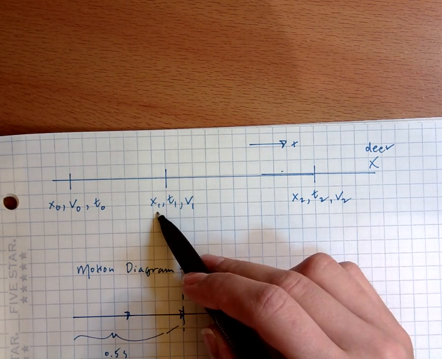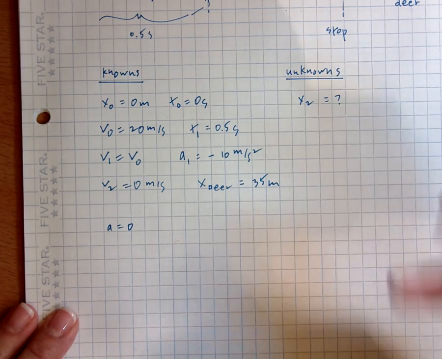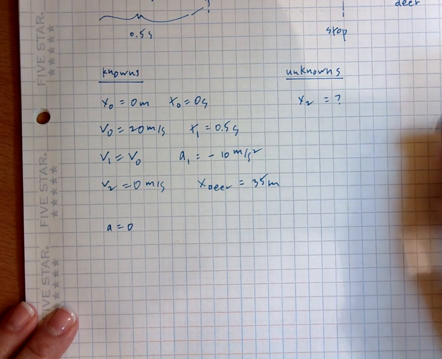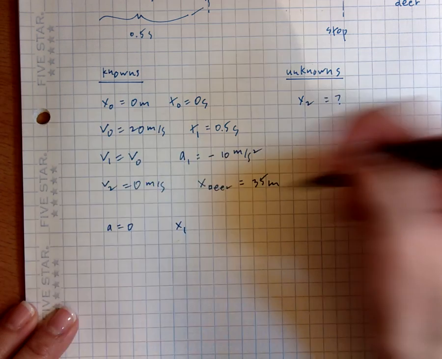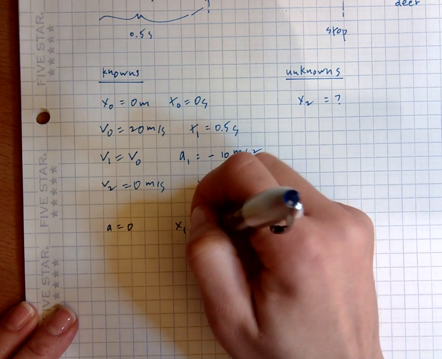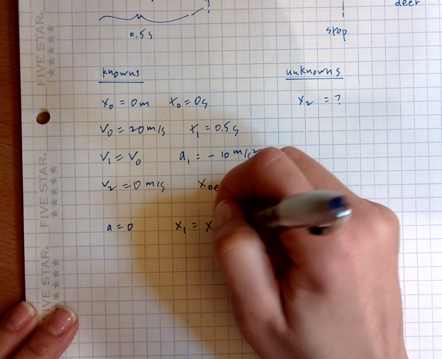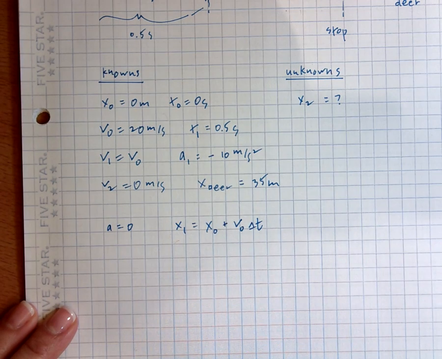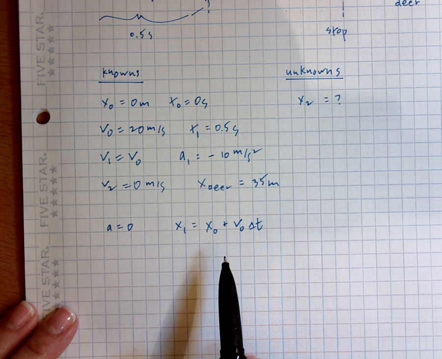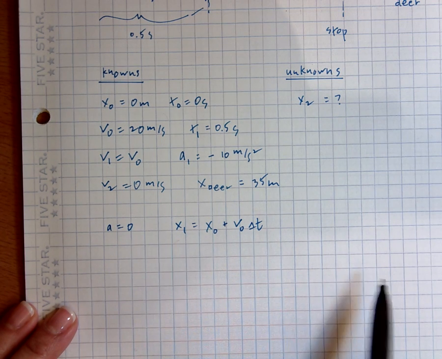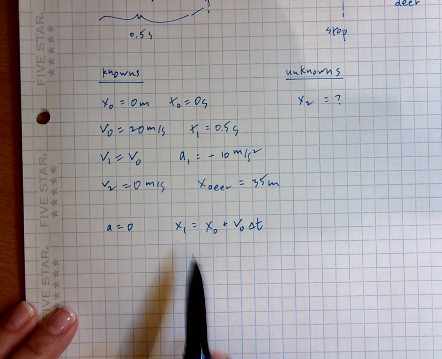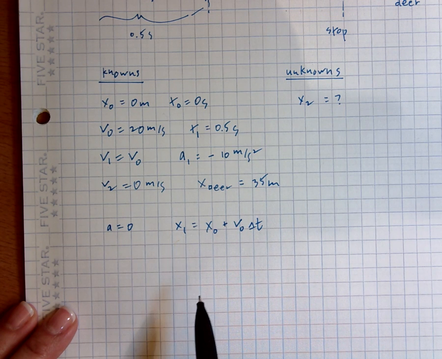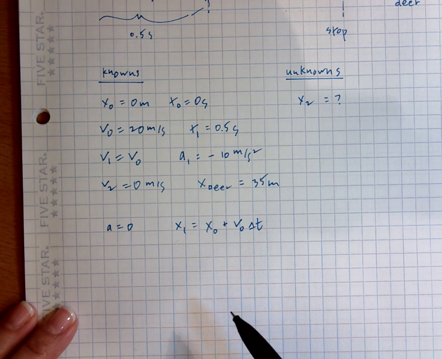So we don't know that point. So let's solve for that point, x1. Looking at those kinematic equations, x1 equals x naught plus v naught delta t. Again, how do I pick that equation? Well, I'm looking at the interval between the initial and the first point, and I want to know what the position is at the first point, because I want to eventually know what the position is at the second point.